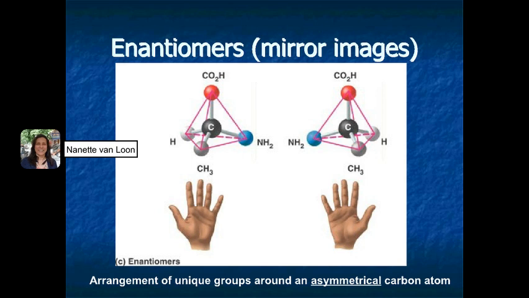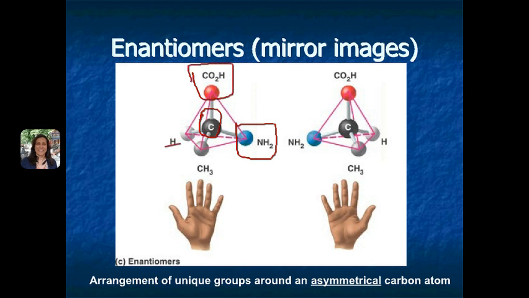Enantiomers are isomers that are very similar to each other. Of course, they have the same formula and composition. They're based on at least one carbon atom that is a chiral carbon. In other words, this carbon atom is attached to 4 groups that are different from each other. In this example, we see that this central carbon is attached to an amino group, and then also a carboxyl group, a hydrogen atom, and a methyl group. So those are 4 different groups.